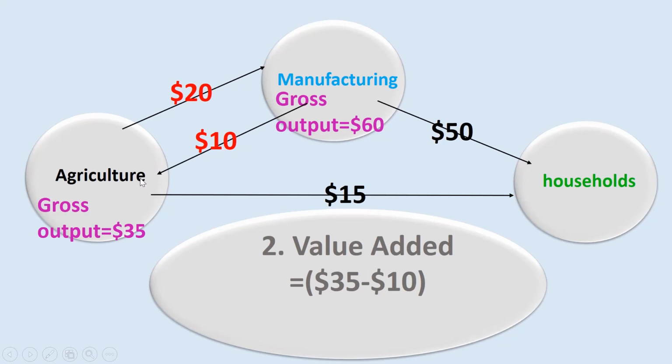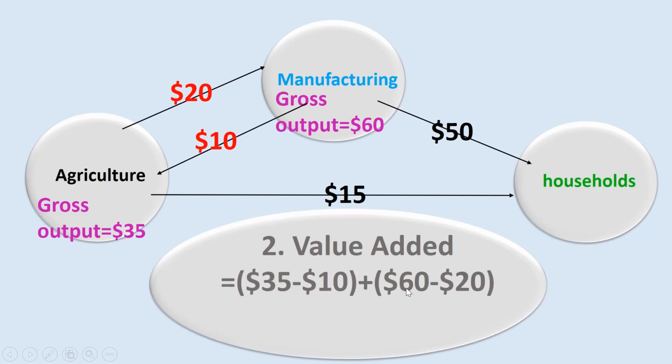So let's start. In the agricultural sector, our gross output is 35, and then we saw that the intermediate goods into the agricultural sector was 10. So the value added in the agricultural sector will be 35 minus 10. We need to also do same for the manufacturing sector and add it. In the manufacturing sector, the gross output is 60, and we see that $20 go into the manufacturing sector as intermediate goods. So out of this 60, we subtract the 20 intermediate goods.